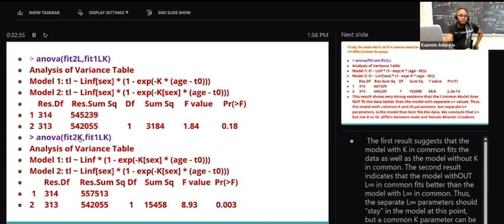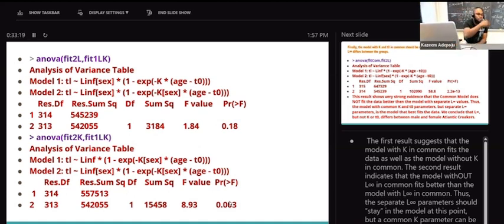Now I'm going to go to the next one. What am I doing now? I'm also going to compare the other two in common with the one in common. When I do that, this time around, do you see what happened? We actually rejected the null hypothesis, and this is now in favor of fit 1 LK. What does fit 1 LK mean? What do they have in common? They have T0 in common. And that was why I said, if you take a look at the first one I did, the first result suggests that the model with K in common fits the data as well as the model without K.